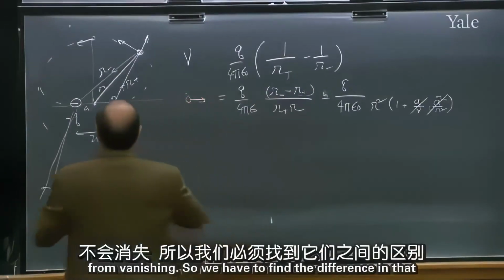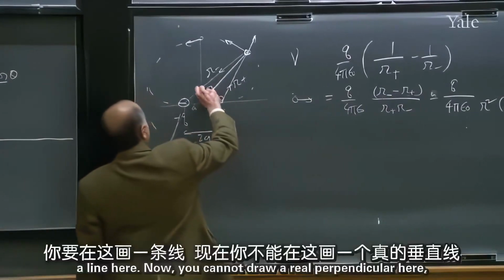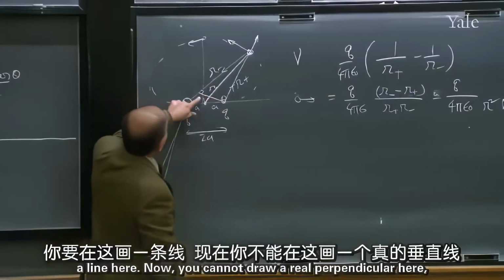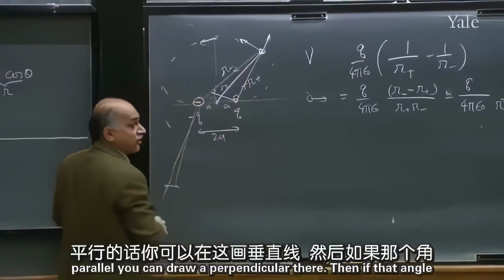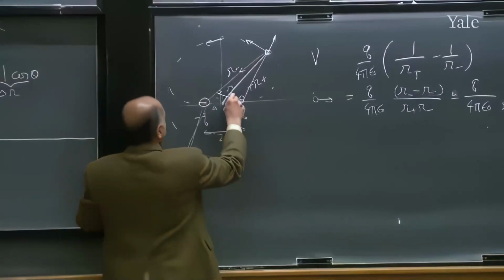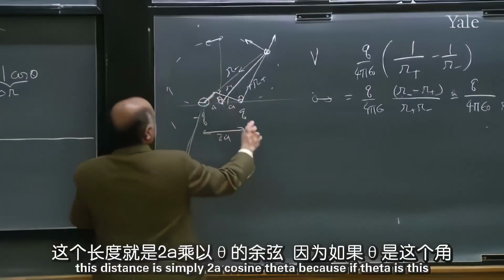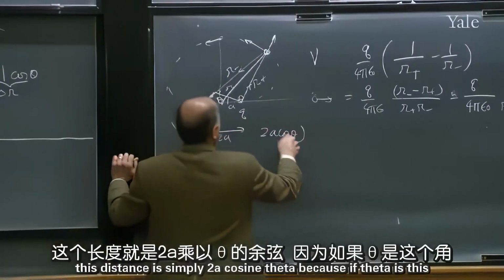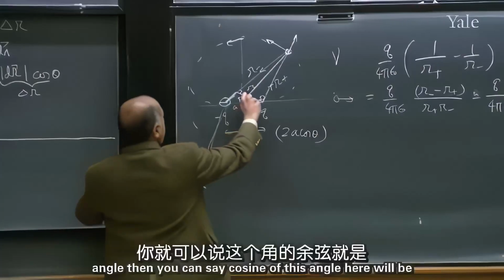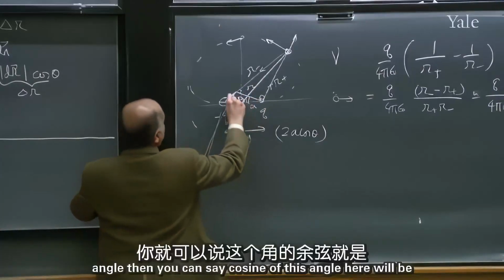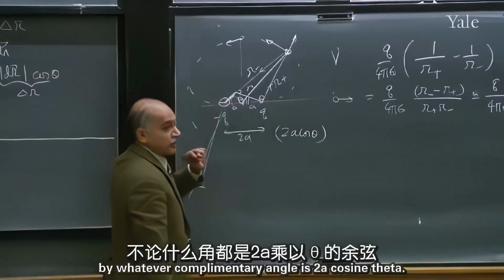So we have to find the difference in that distance and that distance. So for that, what you do, you draw a line here. Now, you cannot draw a real perpendicular here, but if these things are very far and these lines are almost parallel, you can draw a perpendicular there. Then, if that angle is theta, it's very easy to show that this distance is simply 2a cosine theta. Because if theta is this angle, then cosine of this angle, by the complementary angle, is 2a cosine theta.